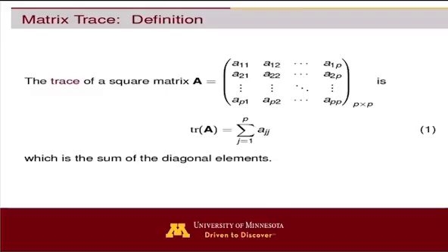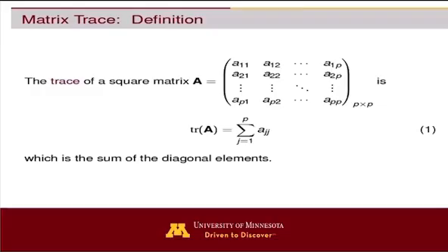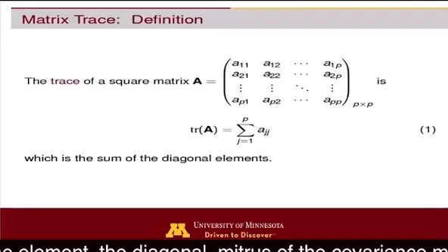I want to believe you understand that the diagonal of a covariance matrix is actually going to have the variance of the first variable, the variance of the second, and so on like that. If I'm interested in total variance, the total variation, then I'm going to add up the elements in the diagonal of the covariance matrix. When I'm doing that, I'm actually doing trace.